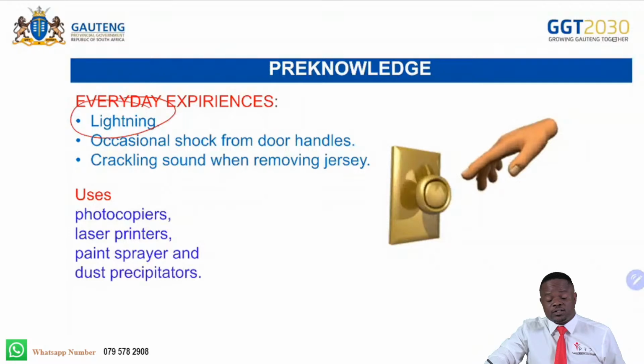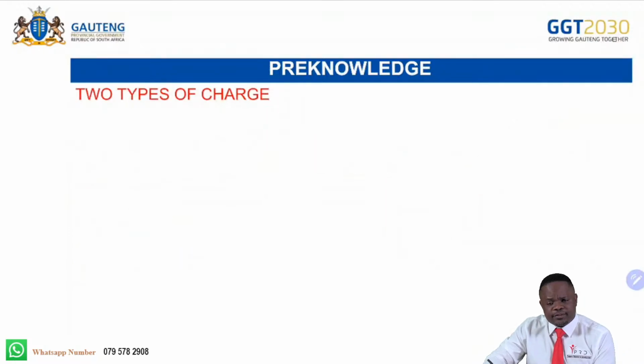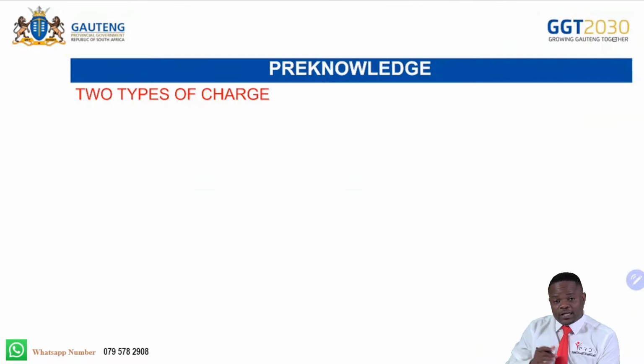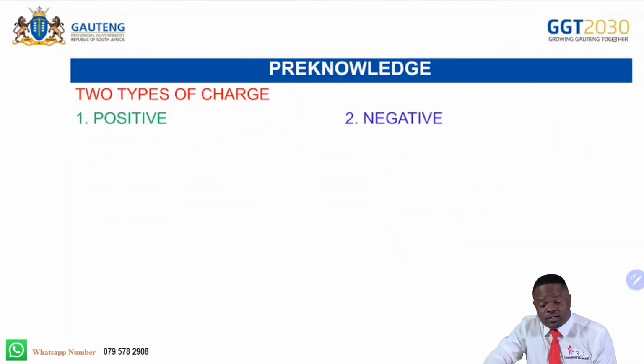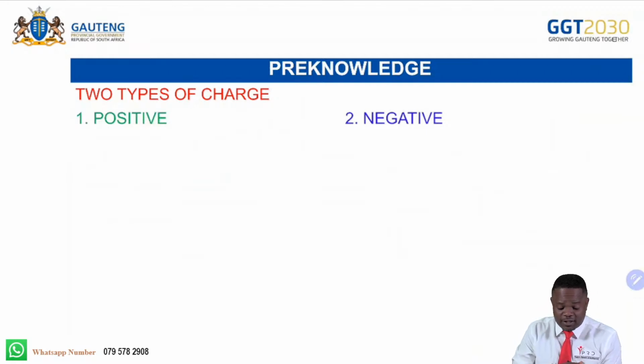Just some background knowledge on what we are dealing with. And remember, all matter is made up of atoms. And inside our atoms, we have the two types of charge, that is the positive and the negative charges. The positive carried by our protons, and the negative charge carried by our electrons. I hope I'm just refreshing your mind, you remember these things. Whenever we have an equal number of positive charges and negative charges, we have a neutral object.